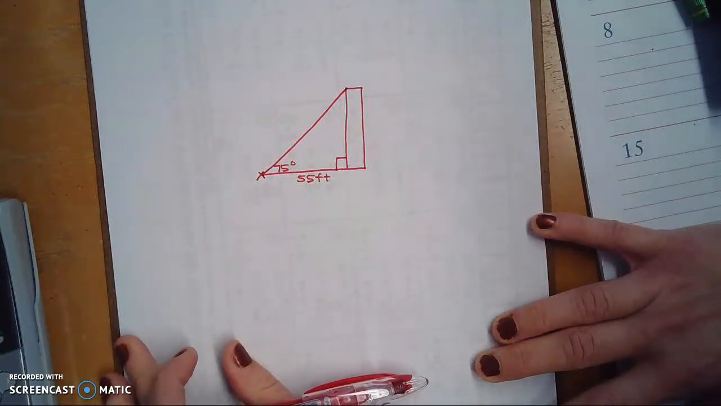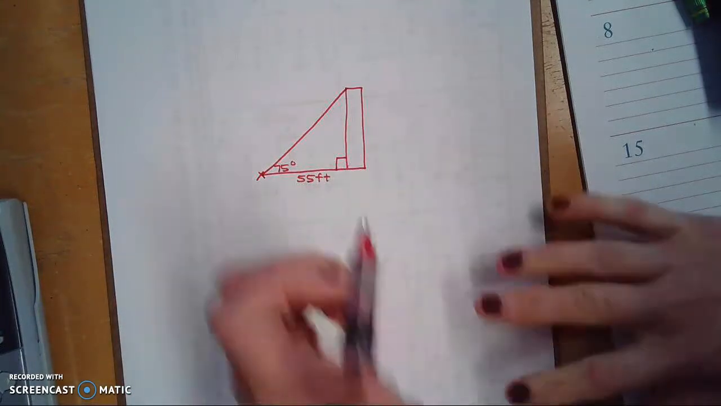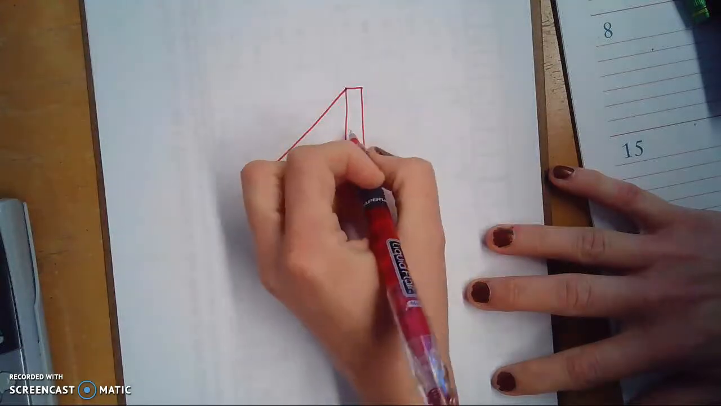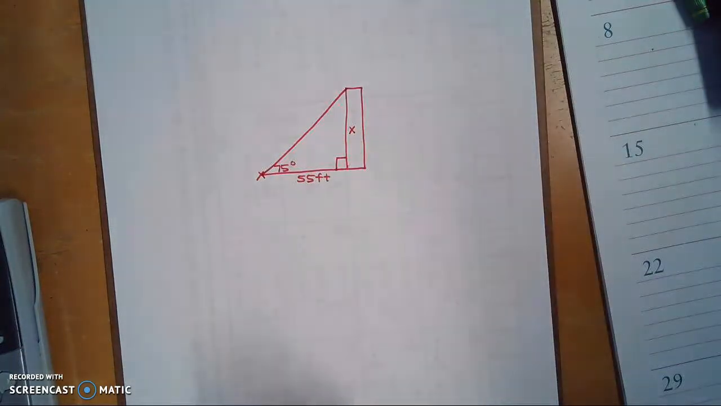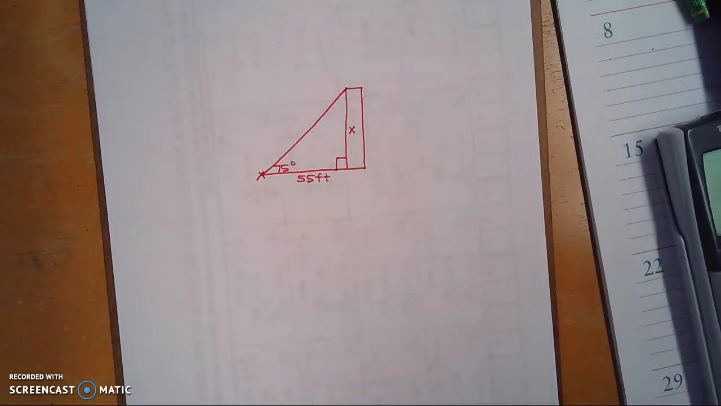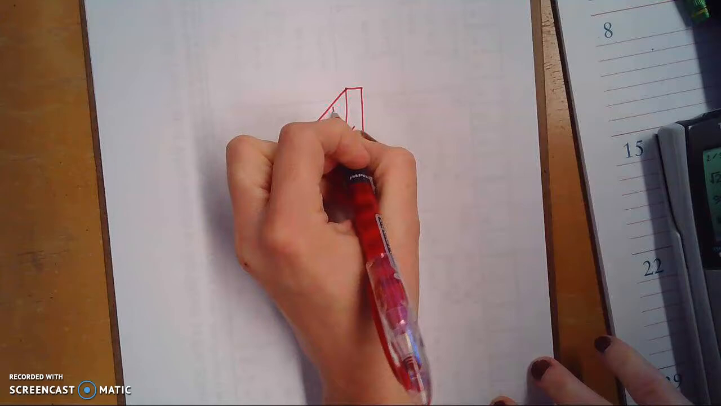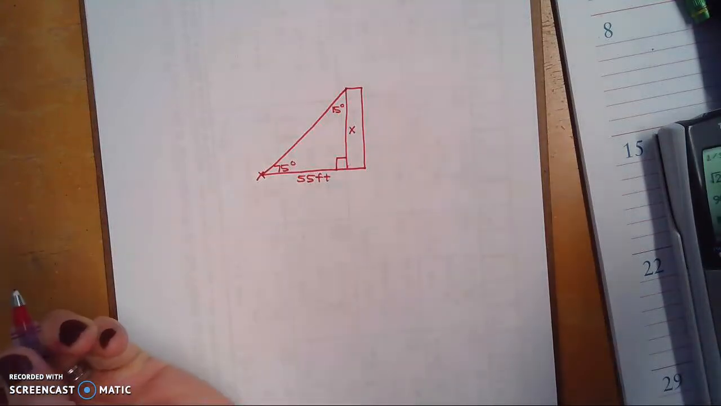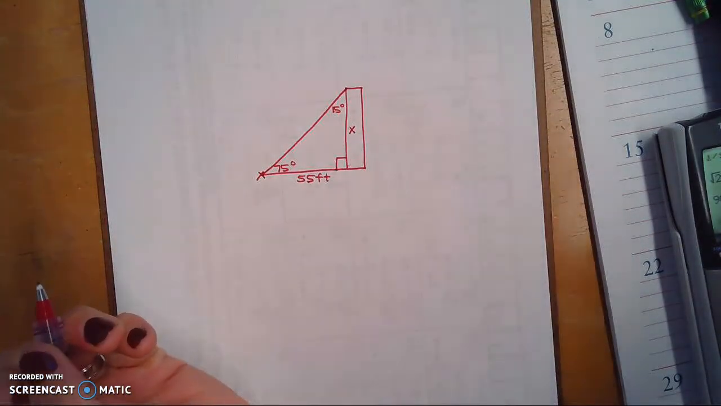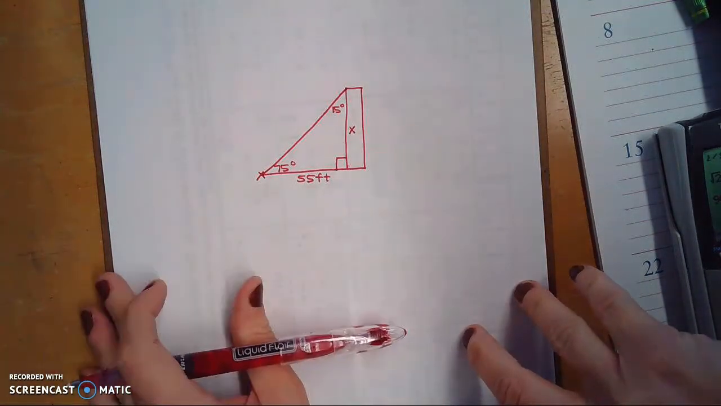So what it wants us to do is first figure out how tall the tower is. That's what I'm going to call X. We're going to find X first. So I know that these two acute angles have to add up to 90 degrees. So 90 minus 75 gives us 15 degrees up here. Is that really necessary to know? No, it's not. But if you want to know it, there it is.